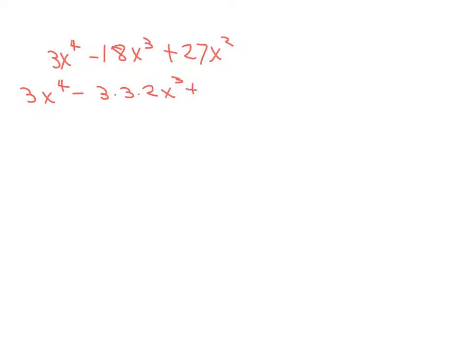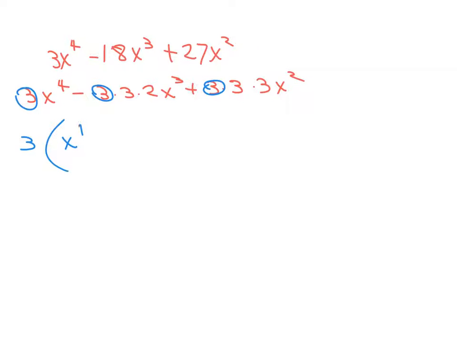So we have 3x to the fourth minus 18x cubed plus 27x squared. So I'm going to go ahead and write these as this. That's already prime. 3 times 3 times 2. 3 times 3 is 9 times 3 is 27. Okay, so let's look and see what we have common. Well, I have 1 3 there, 1 3 there, and 1 3 there. That's really all I can pull out as far as my numbers.